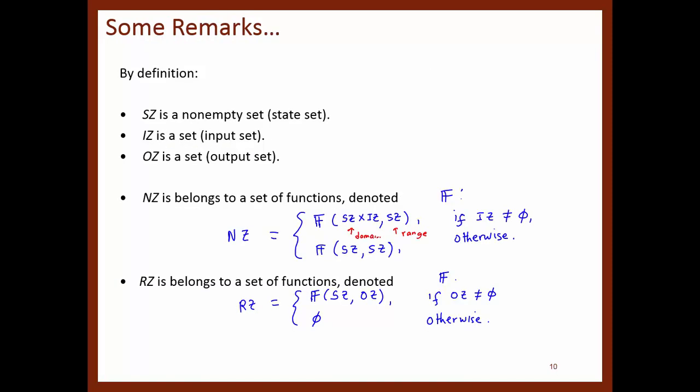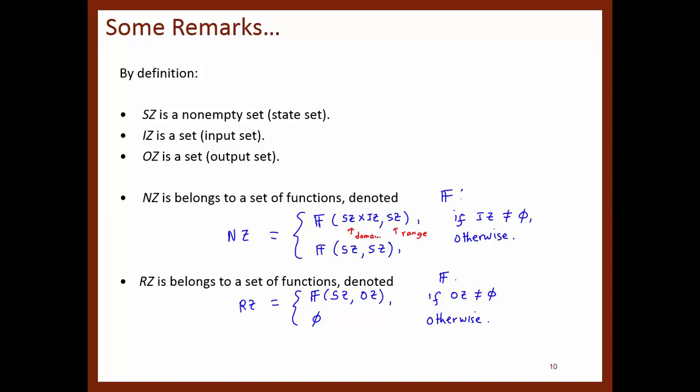So here we have some descriptions. By definition, our state set is a non-empty set, as are the input set and the output set. So we have defined all these three already. This state transition function belongs to a set of functions. The functions are defined here.